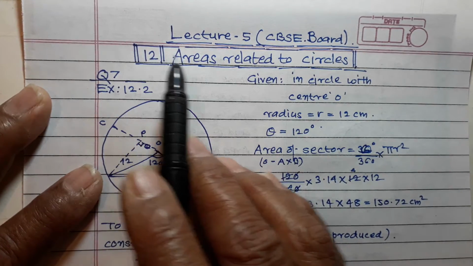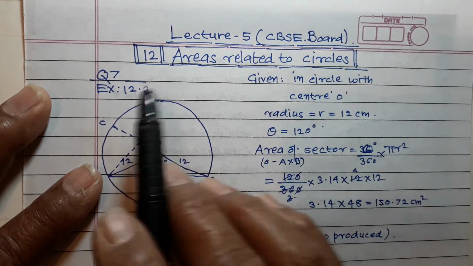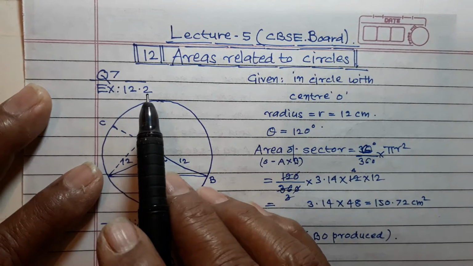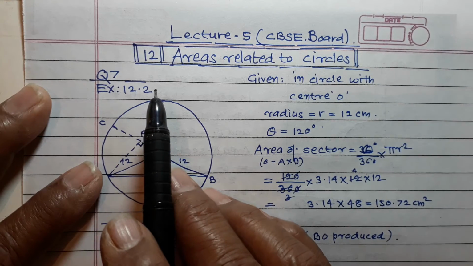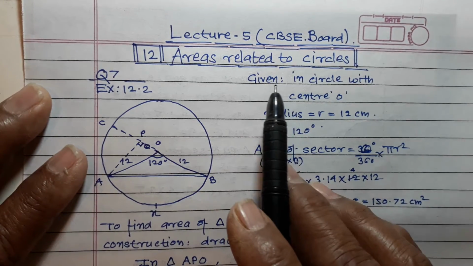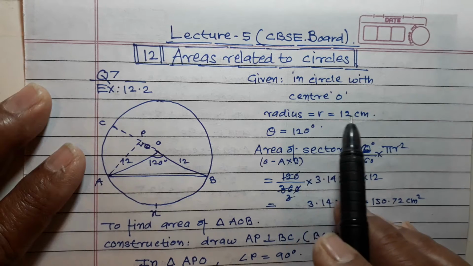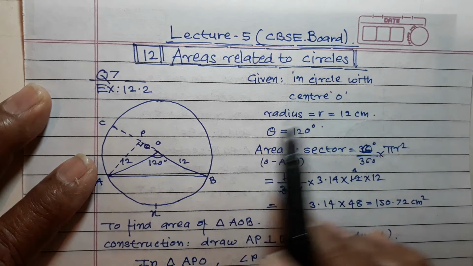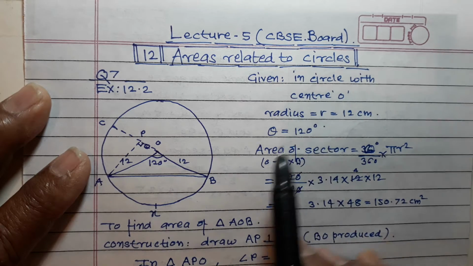Chapter number 12, Areas related to circles. In this lecture, I am going to explain some examples from exercise 12.2, question number 7. Given, in a circle with center O, radius R is equal to 12 centimeter, theta is equal to 120 degree.